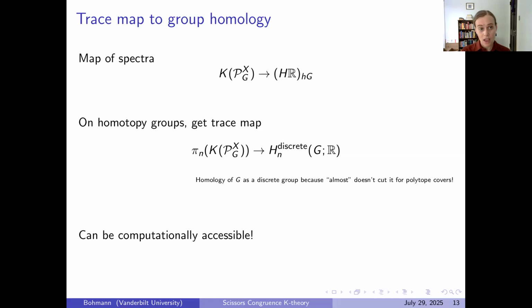All right. So what have we got here? We've gotten ourselves to a trace map into group homology. And I claimed at the beginning, why would we want such a thing? Well, we would hopefully want it because maybe it would be computationally accessible. Maybe it would allow us to understand some things about the source of this map, about these higher scissors congruence groups. And indeed, at least sometimes, it can be computationally accessible.